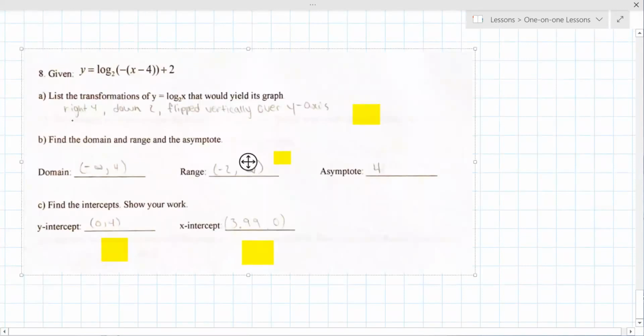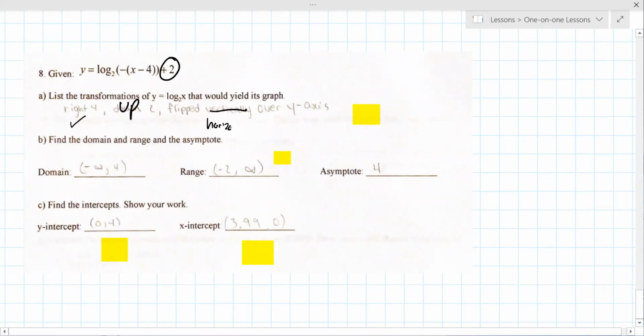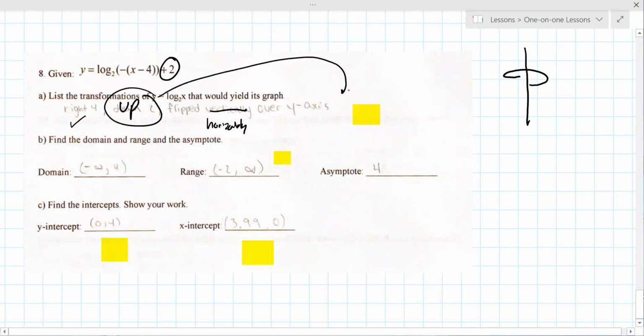All right, so the right 4 is correct. The order of this is really up to you. It's flipped horizontally over the y-axis, because the y goes vertical. So when you flip over it, it's a horizontal reflection. And this really should come at the end, but the rest of it looks okay.